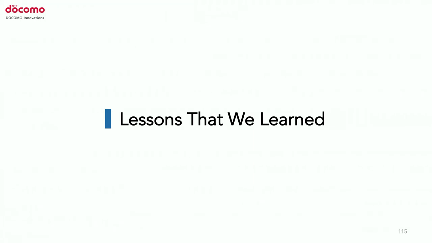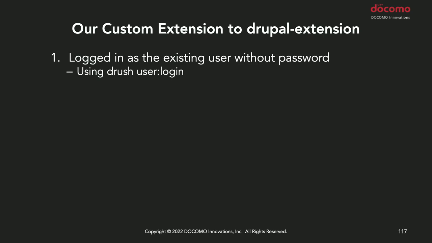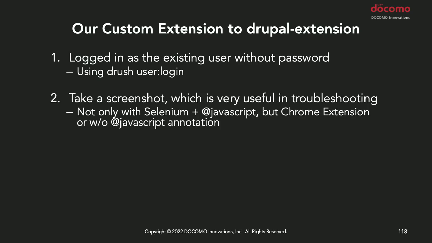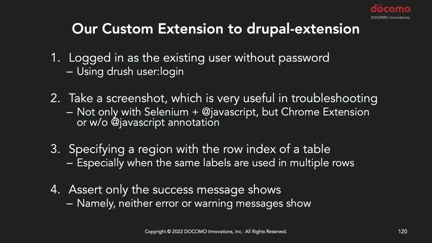Here is the lesson that we learned. We forked the Drupal extension and added our own custom actions for the scenarios, such as login processes, taking a screenshot in case of testing failures, testing for table rows, and assertion of success status messages. These are what we implemented because the functionalities were not enough in the existing Behat extension libraries.